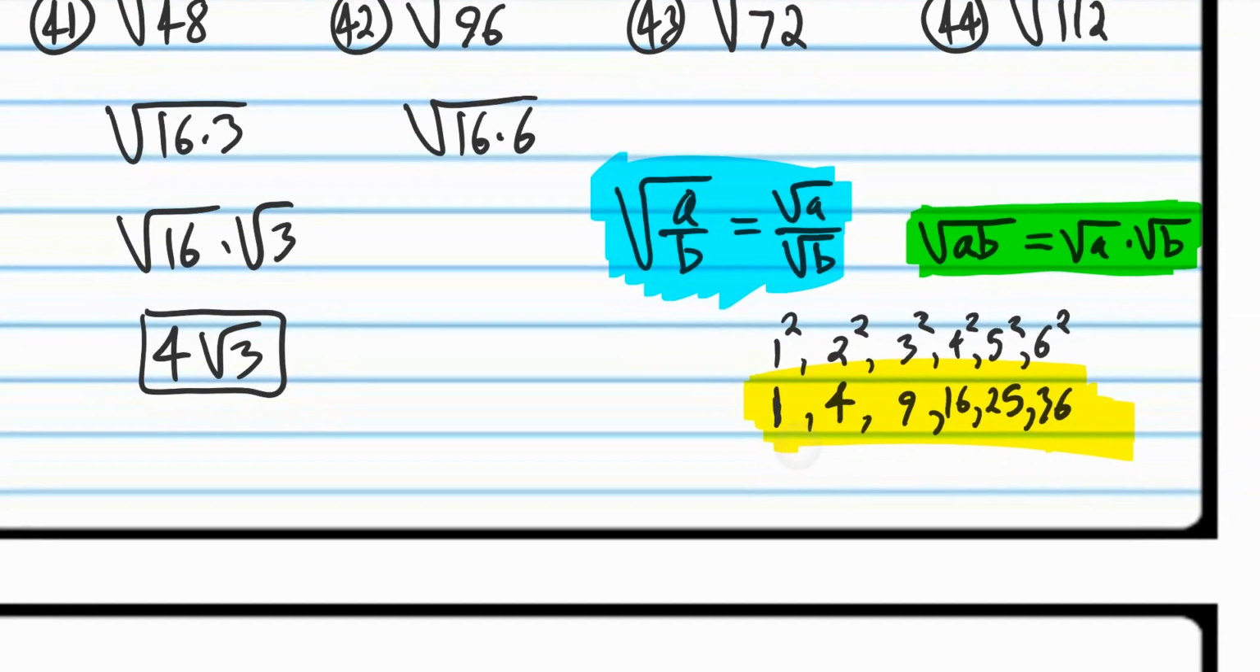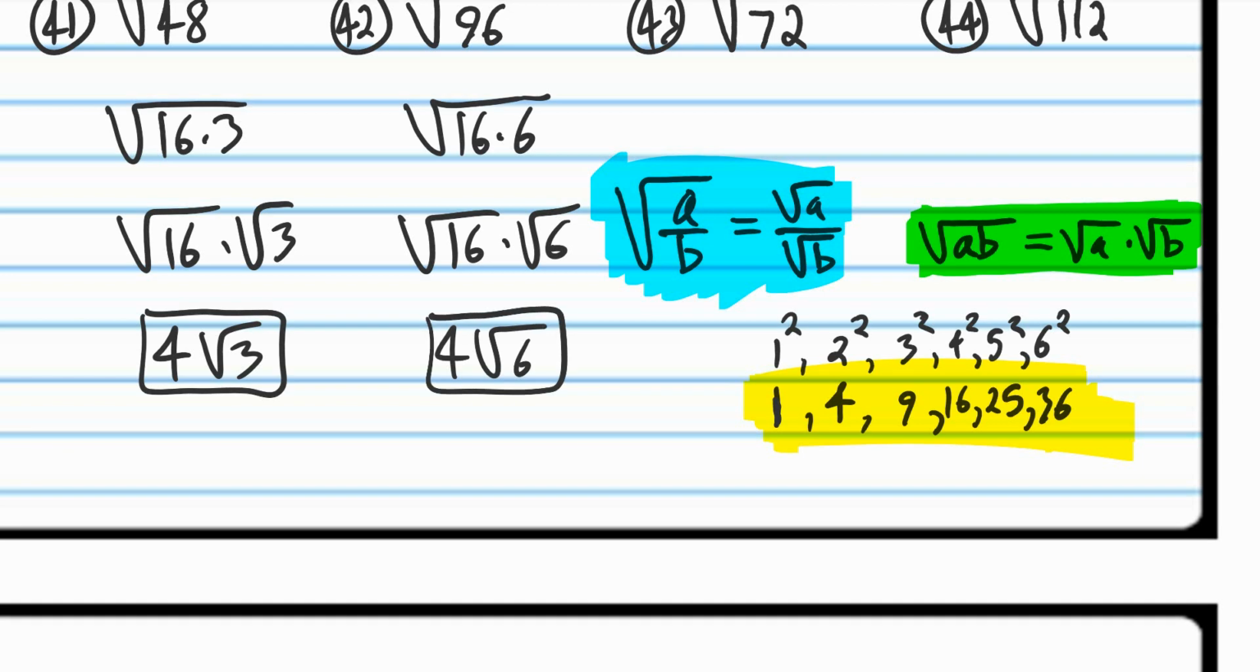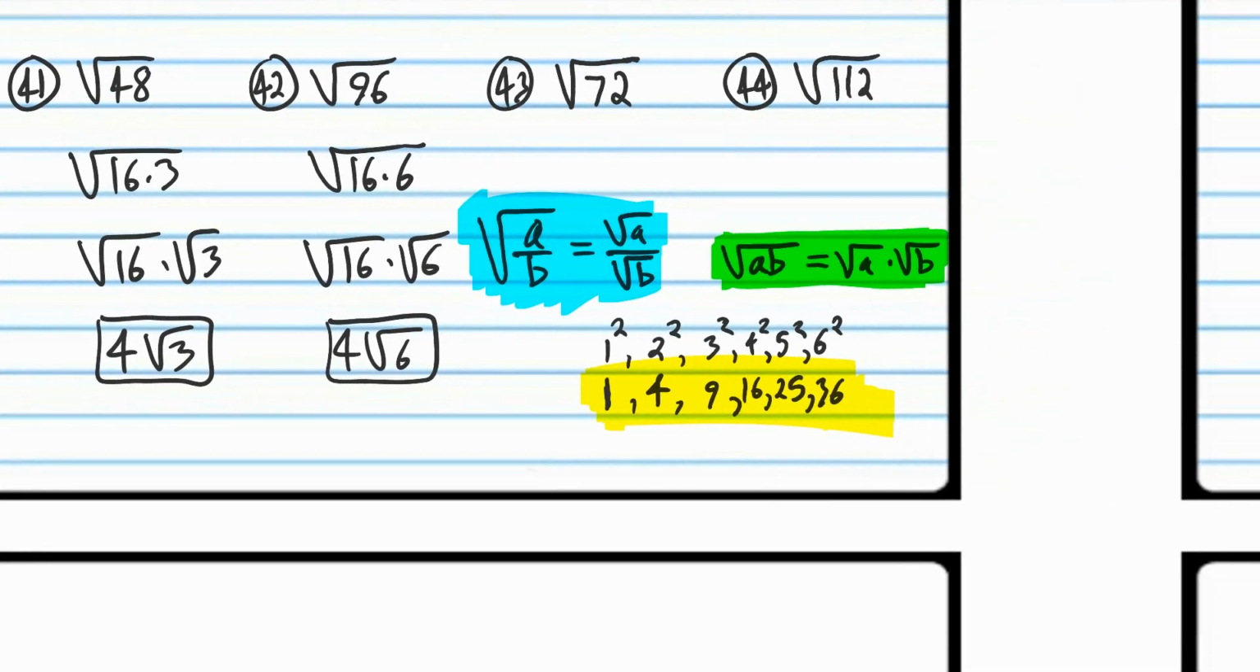All right, so now we use the green principle. And again, you want to write the perfect square on the left. It just makes it easier. And we end up with 4 root 6. So if you got 4 root 6, good job.